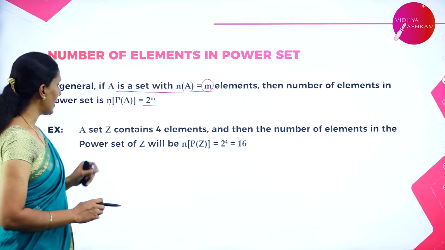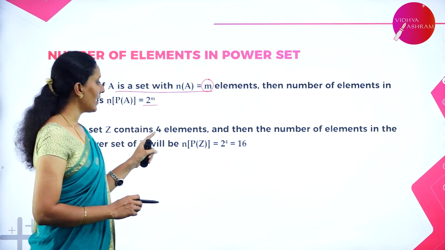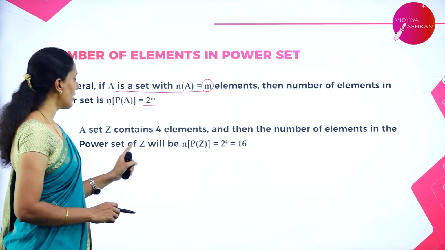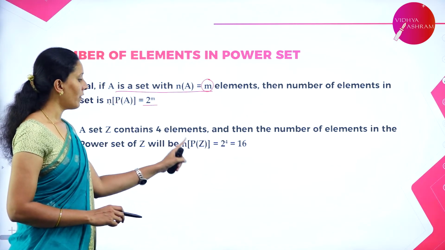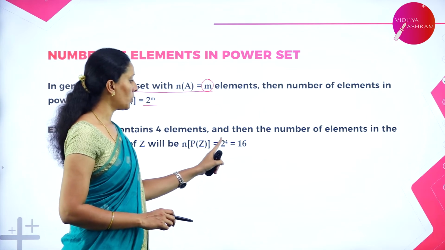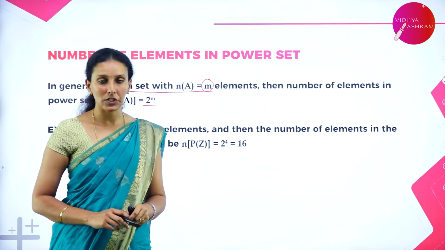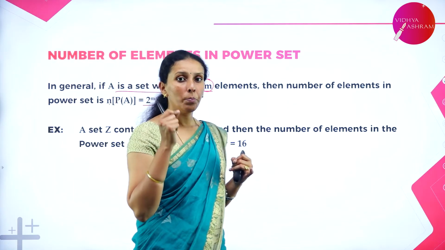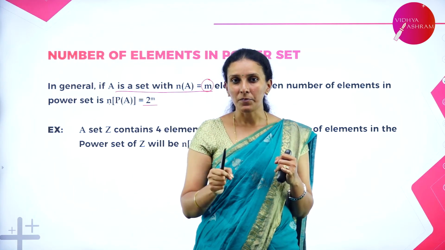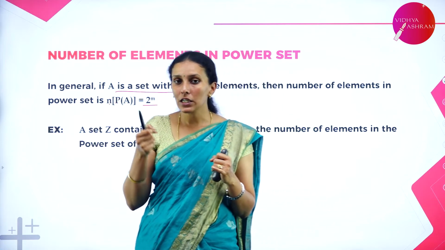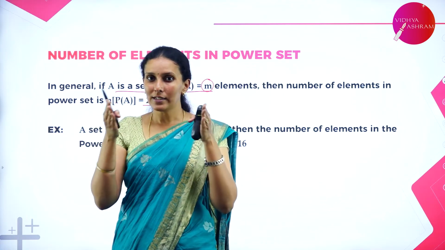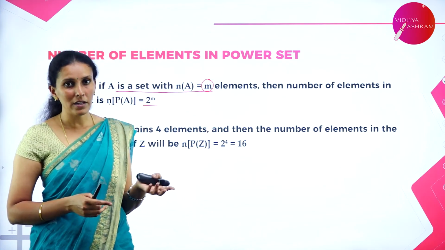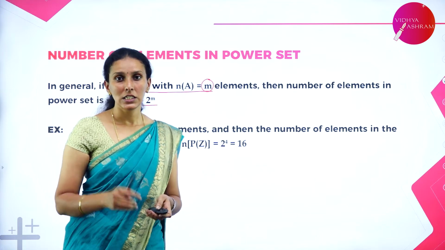So here I have taken example. A set Z contains 4 elements, and then the number of elements inside the power set of Z, number of elements inside P of Z, is equal to 2 power 4, which is equal to 16. So if the set contains 4 elements, we can form 2 power 4 16 subsets. So when we can form 16 subsets and we write all that subset in one more set called power set, then number of elements inside the power set is also same, that is 16.